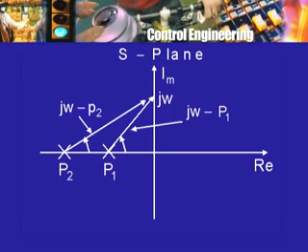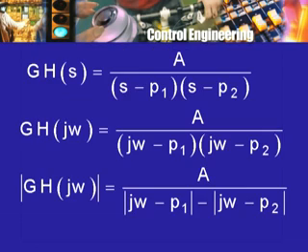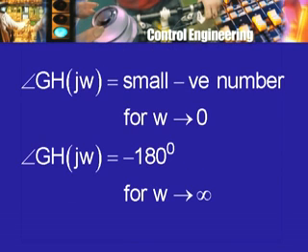So, as omega increases and becomes very large, the two angles will be each of them nearly 90 degrees, but less than 90 degrees, therefore they will add up to an angle which is almost 180, but less than 180, but because of the factors in the denominator, the phase shift will be close to minus 180 degrees for omega large.